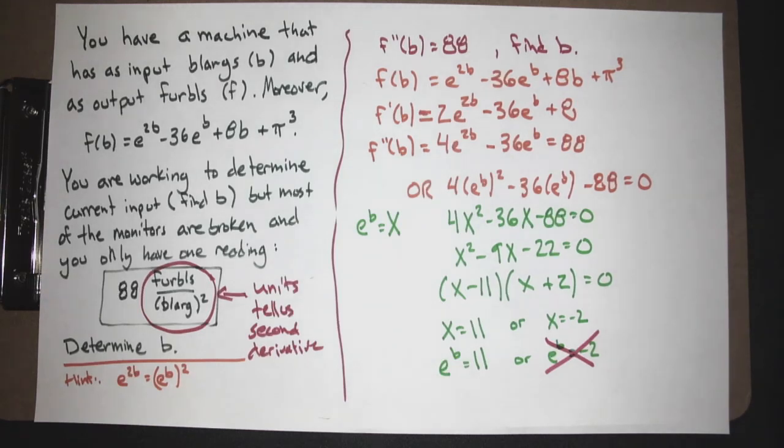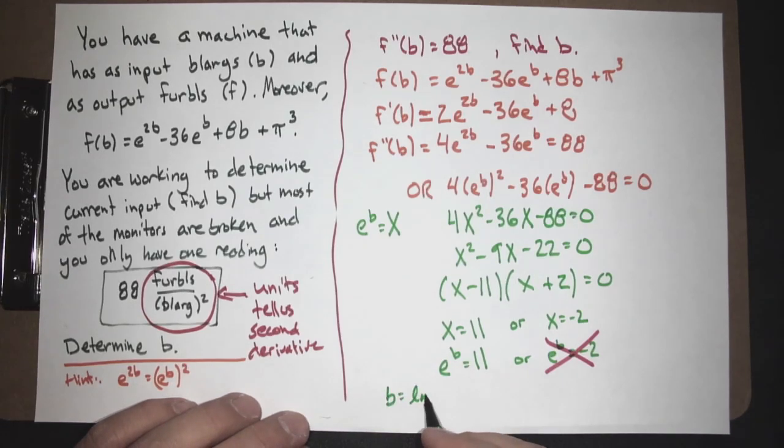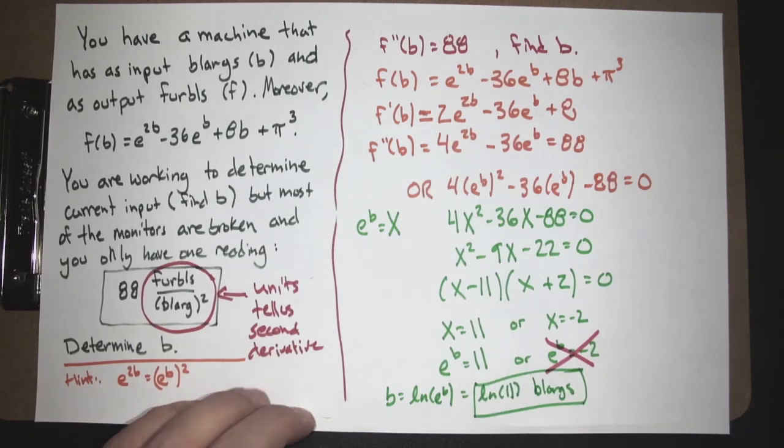Okay, so that leaves just e to the b equals 11, but we probably want b, not e to the b. So how do you finally find the b? Natural log. So b is the natural log of e to the b. So that's natural log of 11. And so we have natural log of 11 blargs. That's how much is going into the machine at this point in time. All right, good times. Fun problem. All right, so that was that one.